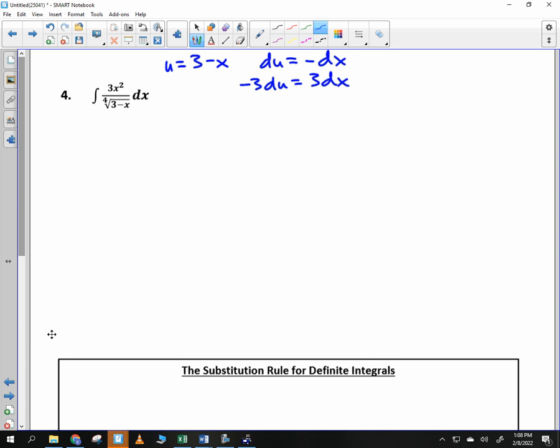So I've actually got a lot of pieces here taken care of. It may be tough to see, but if I go negative 3 integral du, I get to get rid of the 3. I get to get rid of the dx. And this whole bottom thing there is really just u to the 1/4 power, isn't it? U to the 1/4 power. So what goes on top?